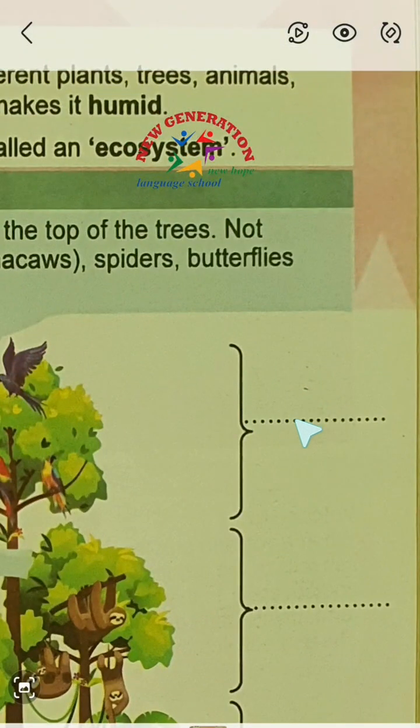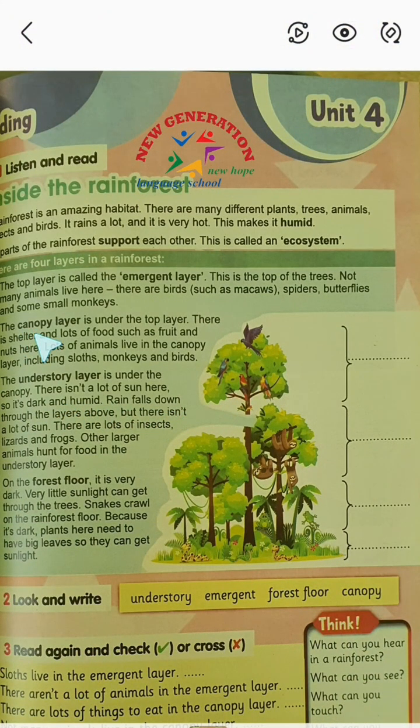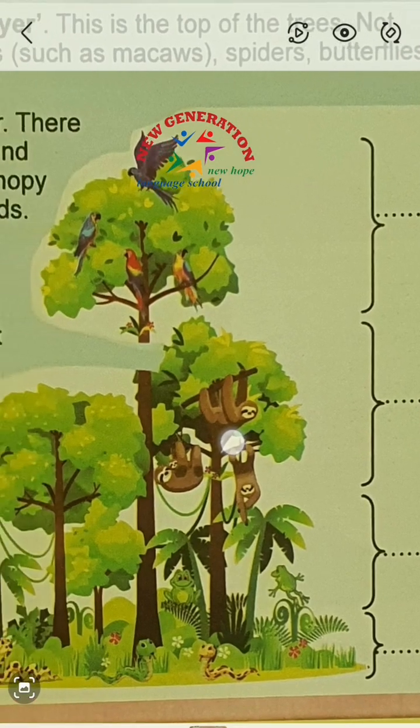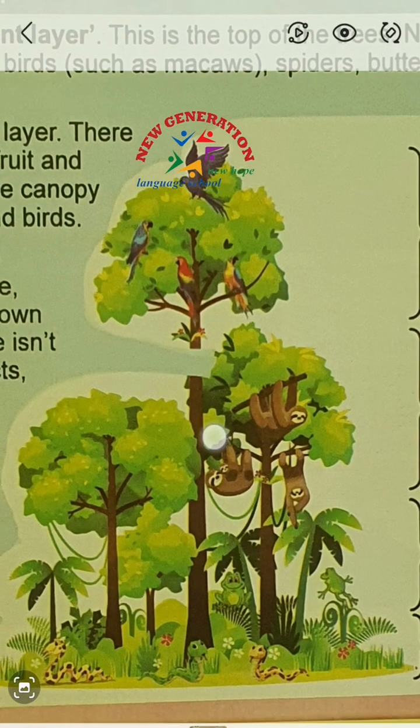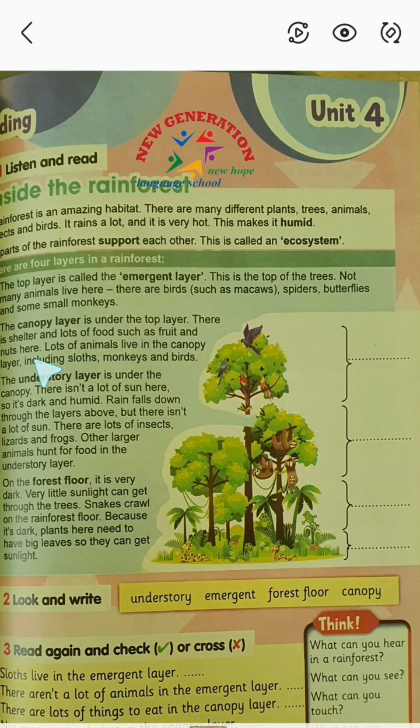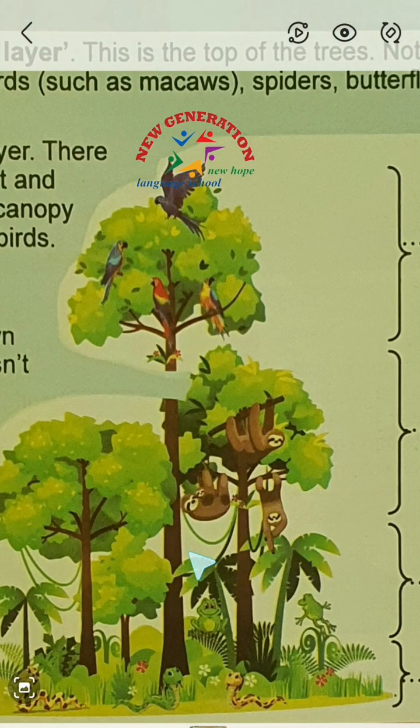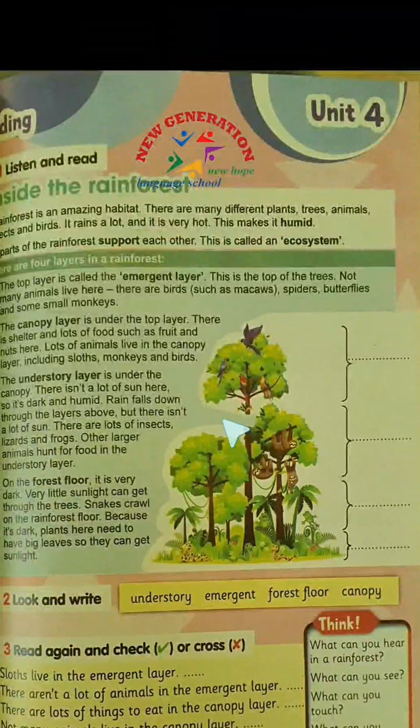So this layer is called what? The emergent layer or the top layer. 2. The canopy layer. It's under the top layer. Here you can find many different animals. Here is shelter and lots of food such as fruit and nuts. Lots of animals live in the canopy layer, including sloths, monkeys, and birds. So which layer has the most animals? It is the canopy layer, which is under the emergent layer.